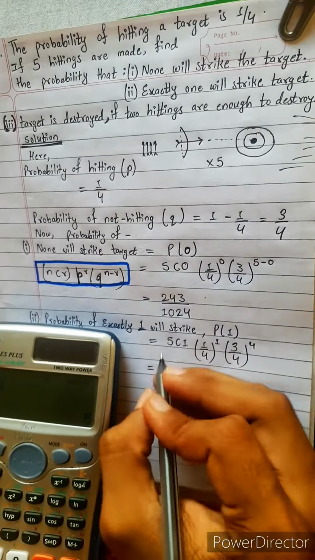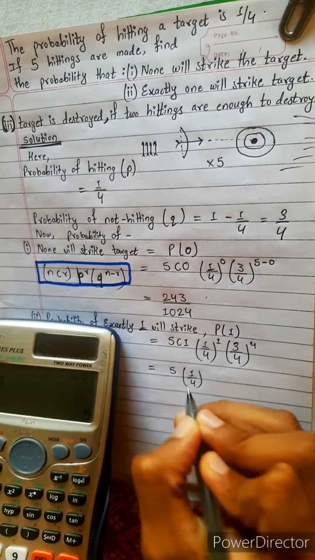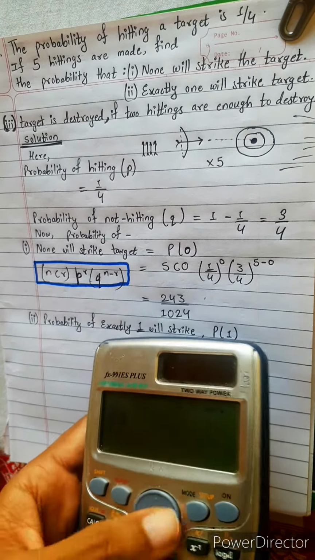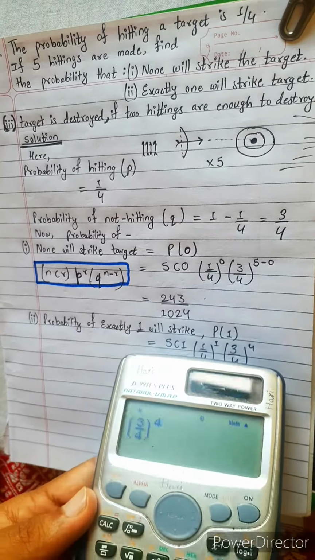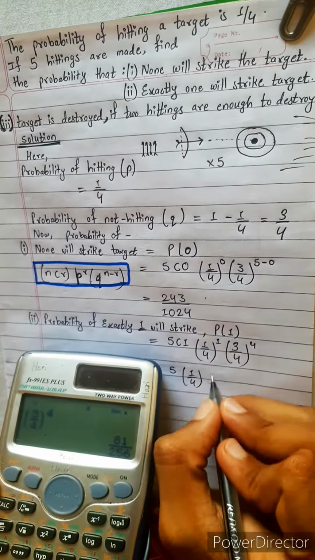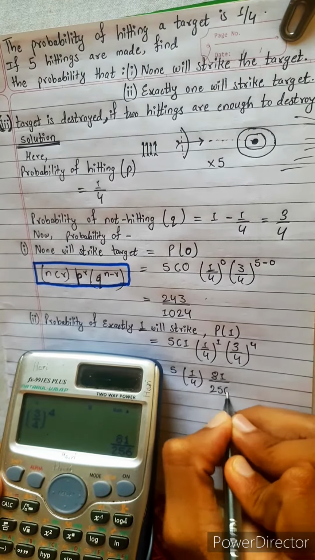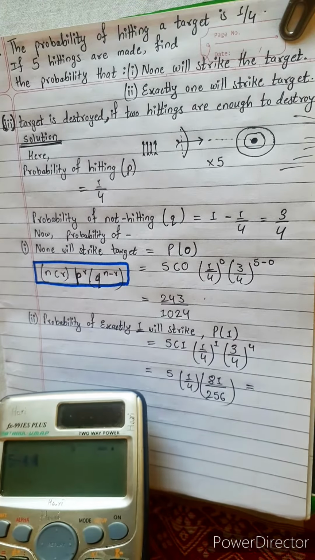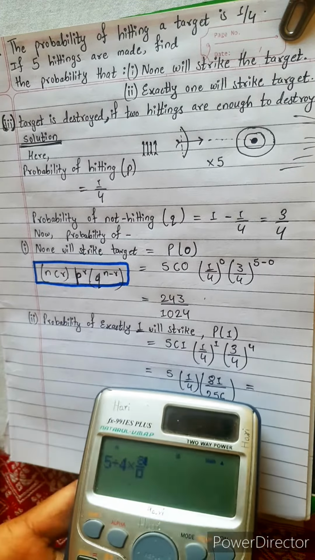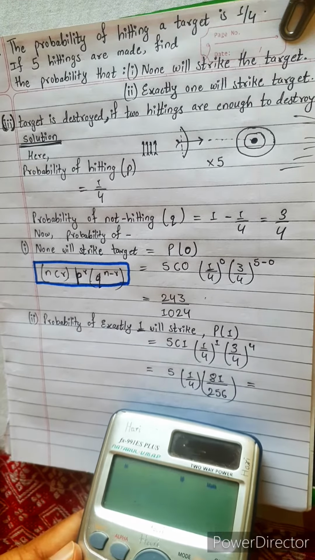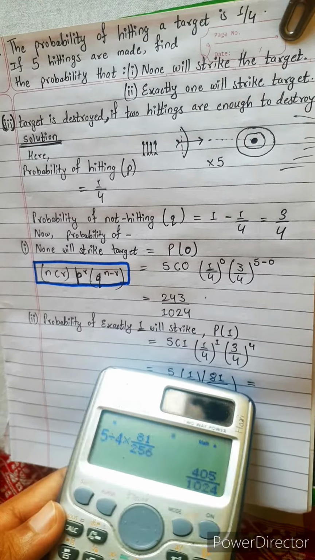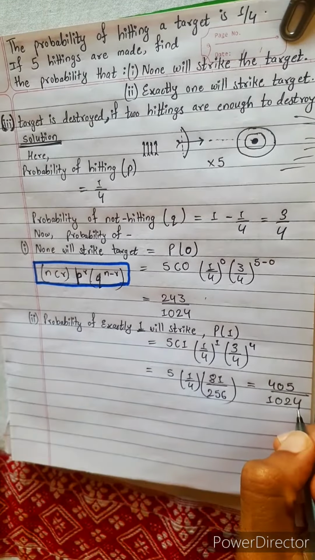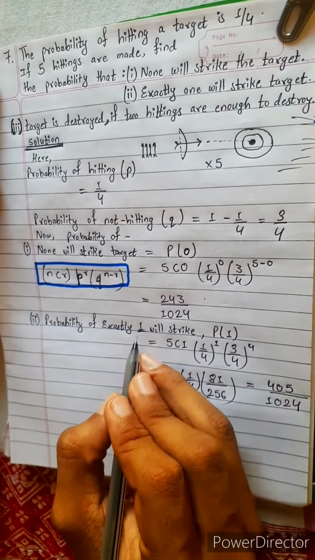Then it will be 5C1, 5, into 1 by 4, into 3 by 4 power 4. 3 by 4 power 4 is 81 by 256. Now press equals to. 5 by 4 into 81 divided by 256. 405 divided by 1024. Okay, this much is the probability that exactly one will strike.